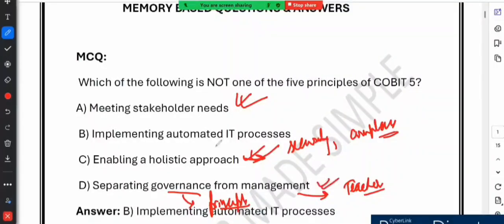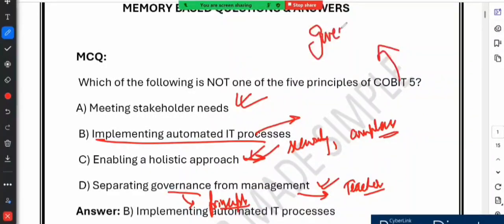But if you look at option B, it says implementing automated IT process. While automation is very useful in IT, it is not a core principle of COBIT 5, because COBIT focuses on governance and management, right? And ensuring that IT supports business needs effectively. Automation may be a good practice, but it is not one of the 5 fundamental principles.